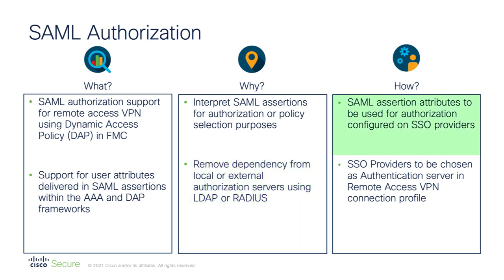In terms of configuration, it's a two-step process. In the first step, the SAML assertion attributes are configured on the identity provider, and later, the SSO provider is configured as an authentication server within the Remote Access VPN connection profile. Please note that the SSO provider in this case is configured as an authentication server and not as an authorization server.